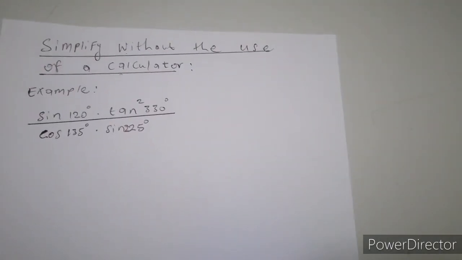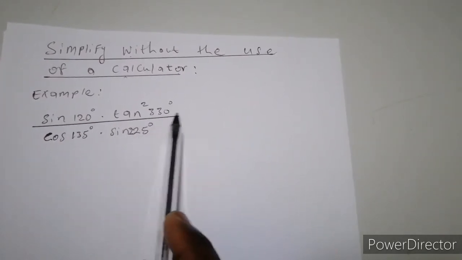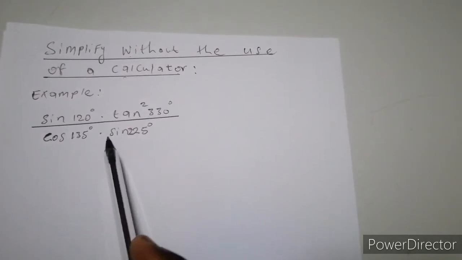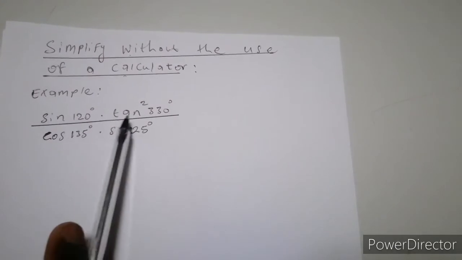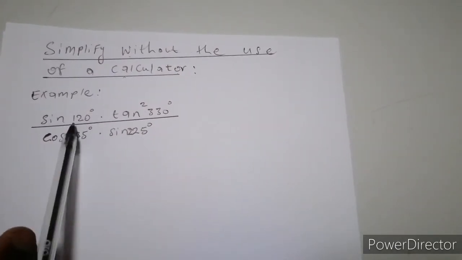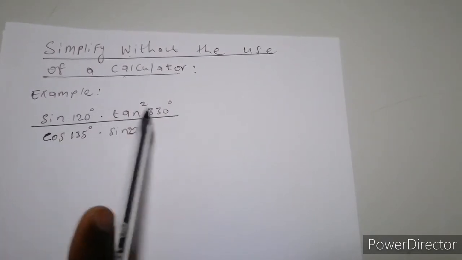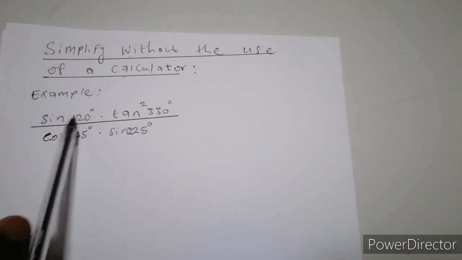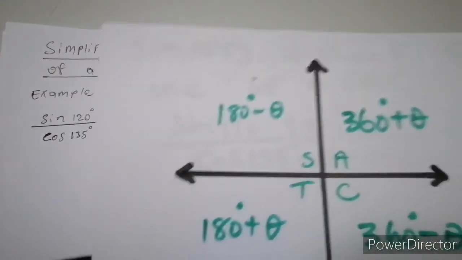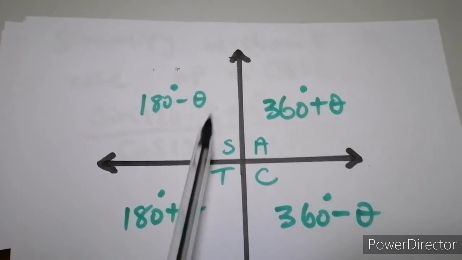Right, here is the first example. Let's learn how to simplify when we are given the angles. We're going to make use of the knowledge of the reduction formula. We're going to check where the angle is lying, and at the end, we're going to represent a function of an acute angle for all of them. Right, you're going to think about this. This is what we learned. This is the reduction formula we learned.